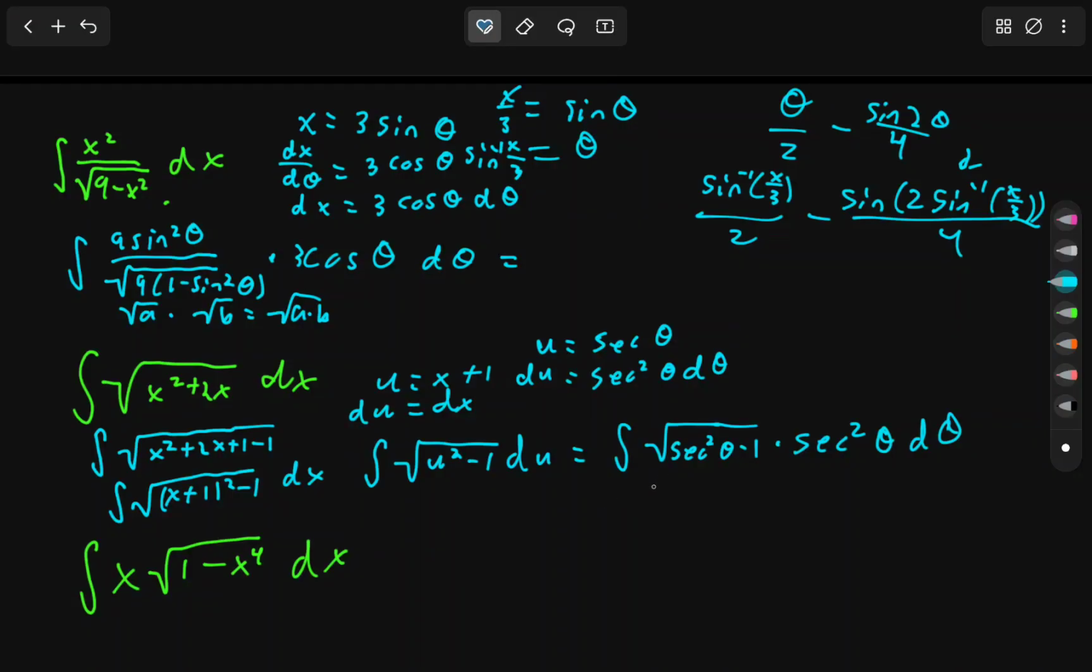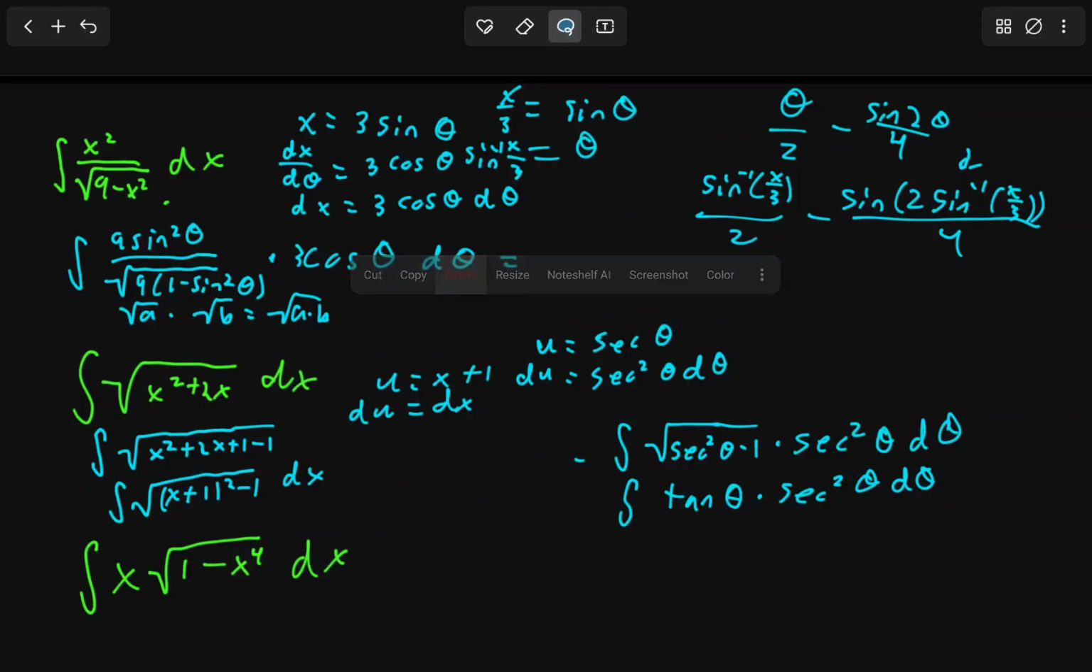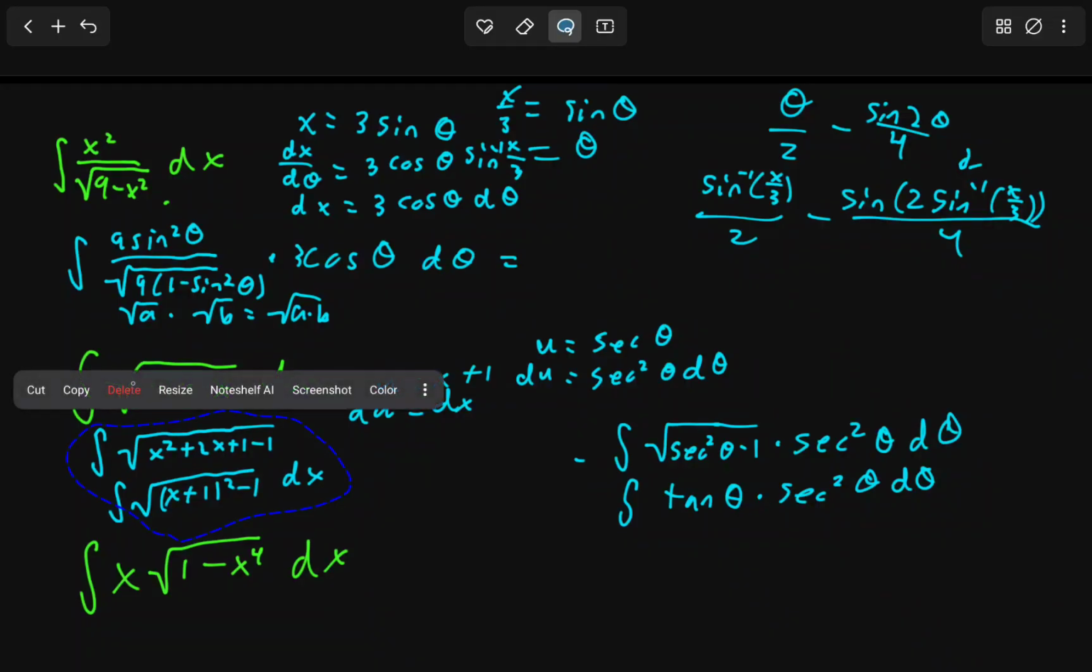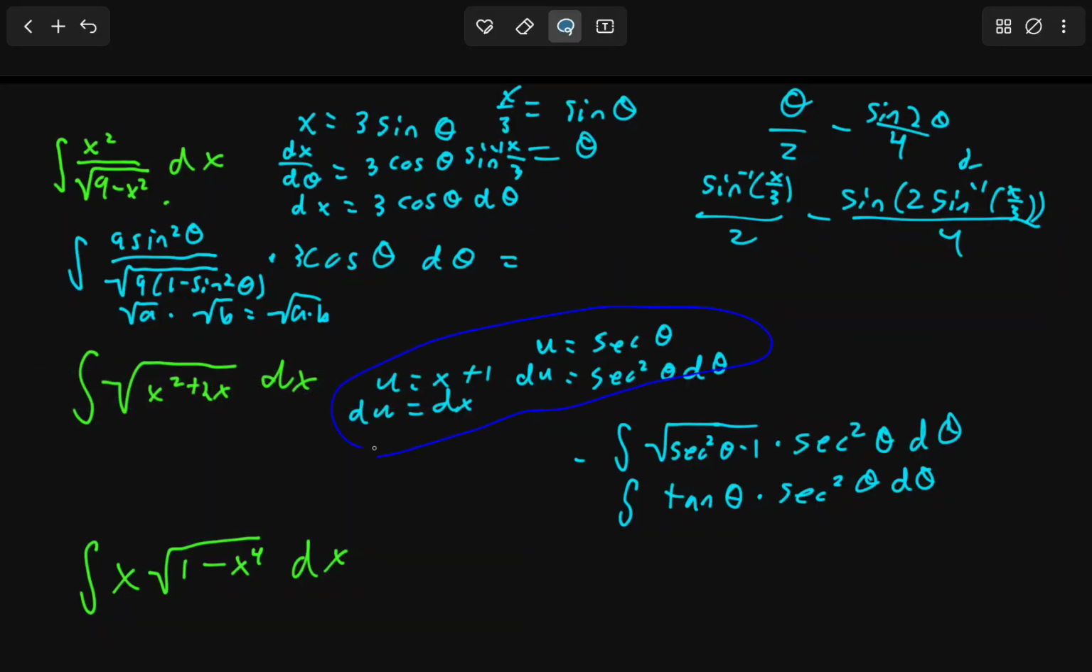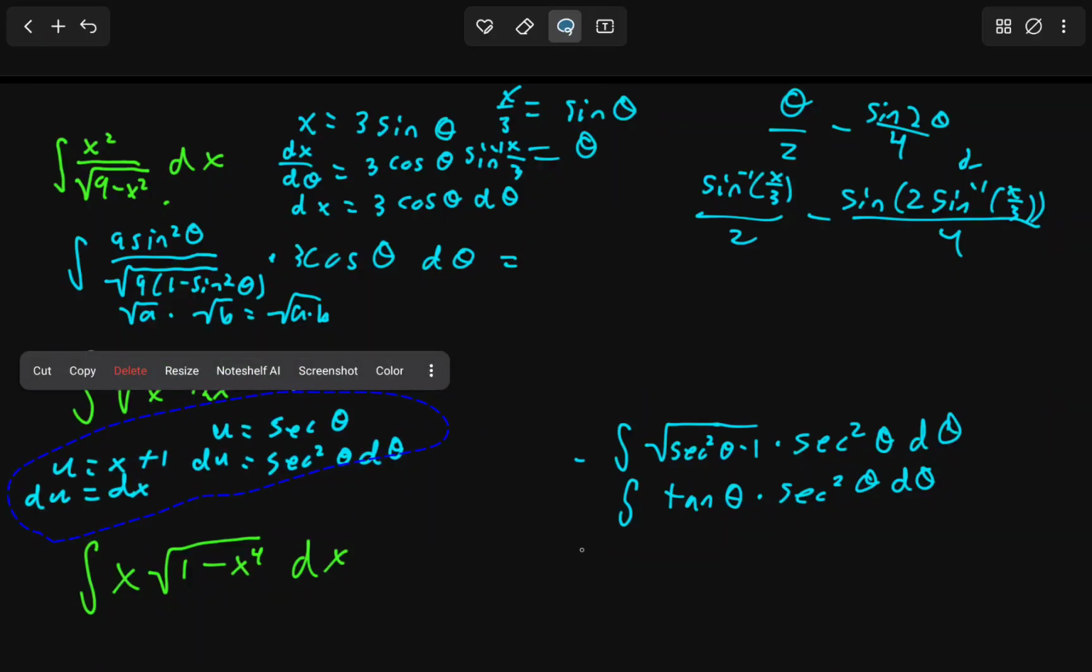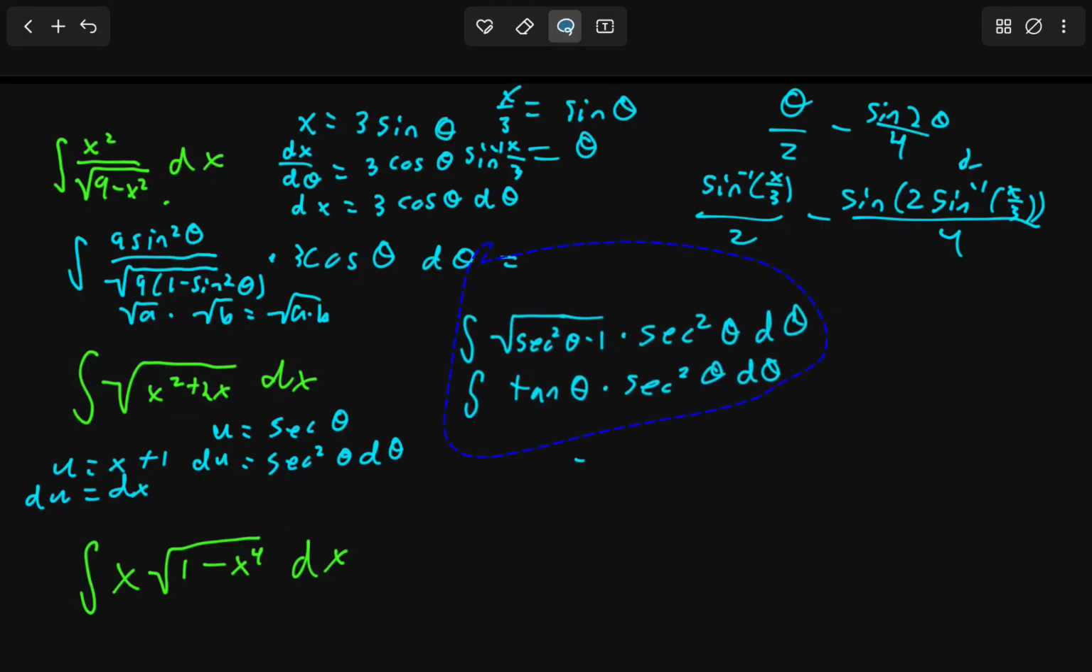So now what we want to do is we're going to set this up to become the integral. The secant squared of theta minus 1 is the same thing as tangent squared of theta, so we get the integral of tangent of theta times secant squared of theta d theta. Now we have to use another u substitution. So, I can't really delete the other ones or else I get lost a little. Gotta move things around, I'm sorry. There we go. Okay.